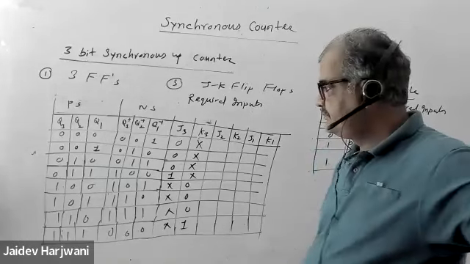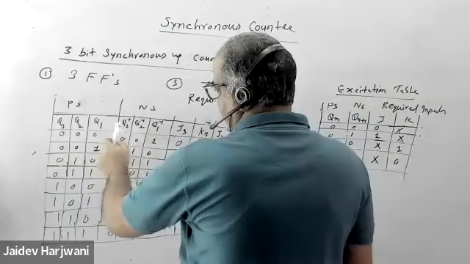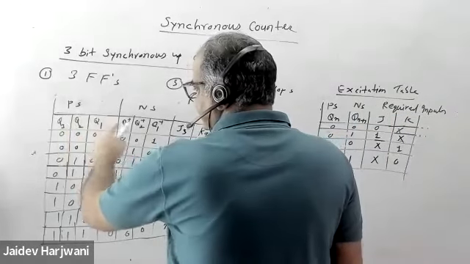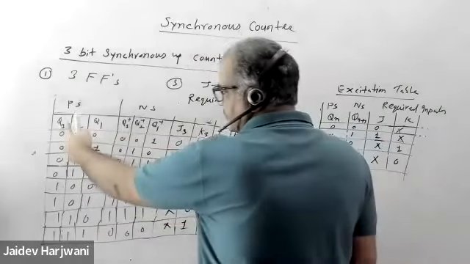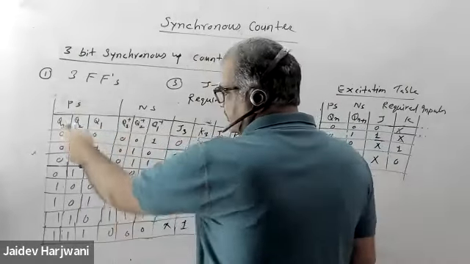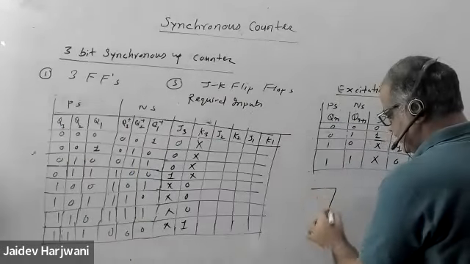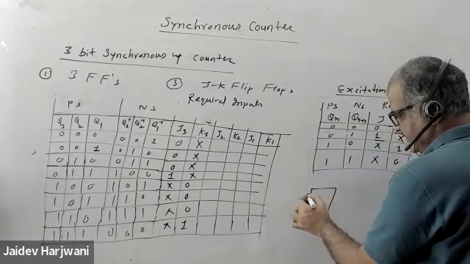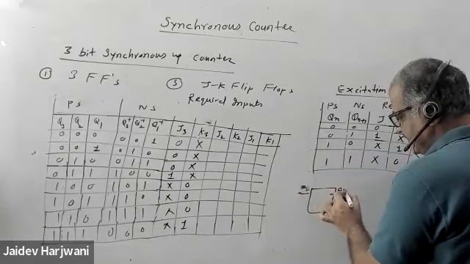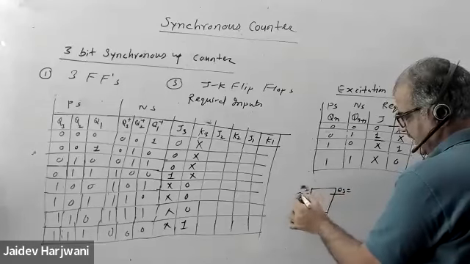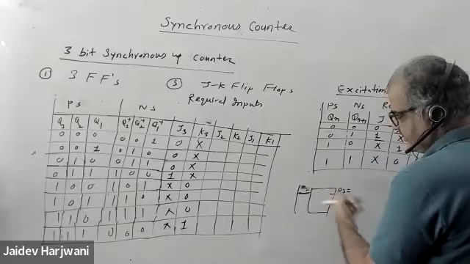Clear? So I am looking at Q3. For Q3 to go from this state to this state, what are J3 and K3? They are inputs of this third flip-flop. So this is the present state and this is the next state. Here Q3 is the present state, some value is there, and I want to give some inputs to change the state from present state to next state.